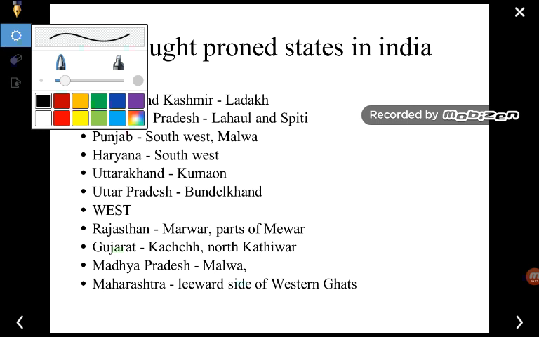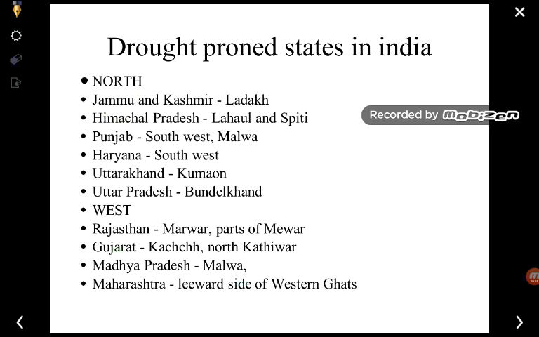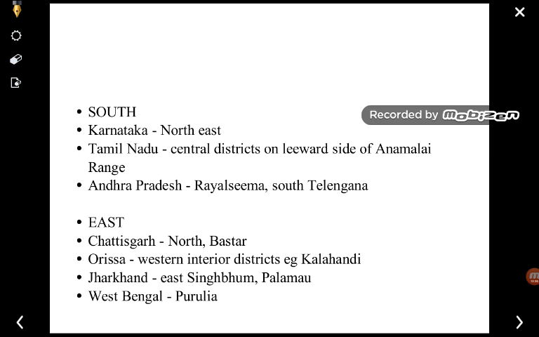Next is coming up to the west part of India. It is normally faced by Rajasthan, Gujarat, MP and Maharashtra. And in case of Maharashtra, just beyond the Western Ghat we can find out certain places, Buldana, Akola, etc. are the places where they are normally facing the drought every year. Now coming up to the south, Karnataka, Tamil Nadu, AP, etc. These are the certain states. On coming up to the east, we can find out Chhattisgarh, Orissa, Jharkhand and West Bengal. So these are the few regions, or you can say that throughout India, quarter of the land is prone to the drought.